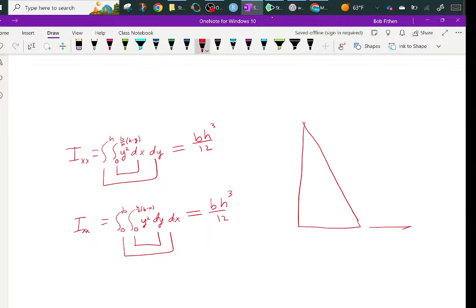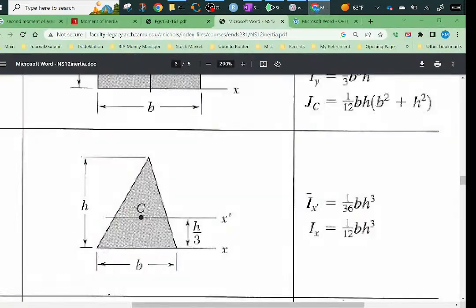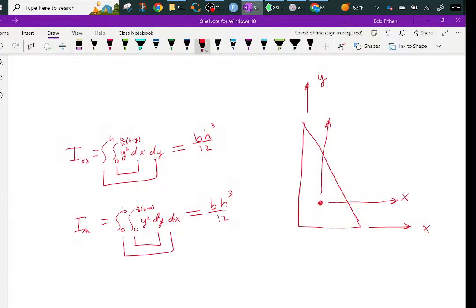So in this one, I have a coordinate system X and Y. Now what he does a lot of times, he'll say, let's use this other coordinate system. Let's put the coordinate system right on the centroid. He called it a prime. X prime and Y prime.